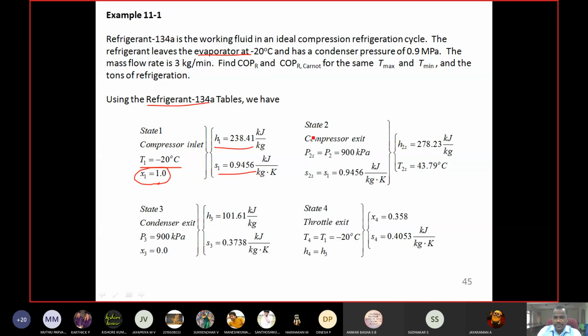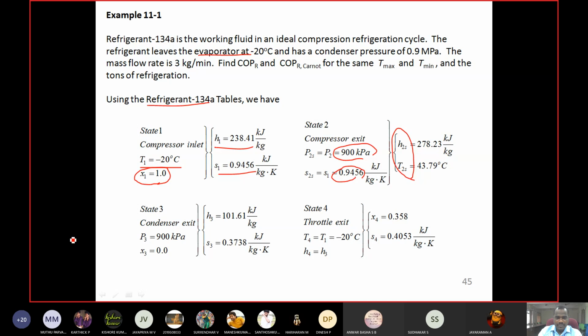Then at state 2, after the compressor, the pressure is given: 0.9 megapascal, that is 900 kilopascal. The entropy will be equal, so S1 and S2 are equal, and we can directly take the S value. So we have the P2 value and the S value, and based on that we can take the H2 value and T2 value from the property tables and charts.